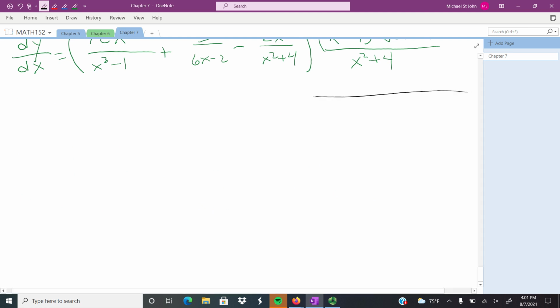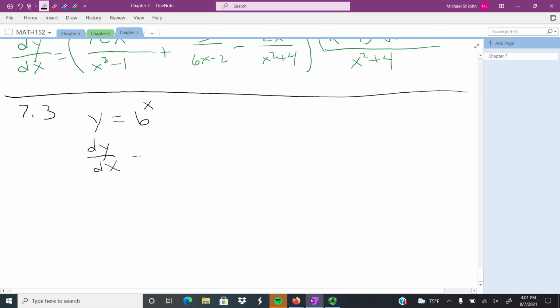Next section is section 7.3. And so if y equals b to the x, then dy dx equals b to the x natural log of b.